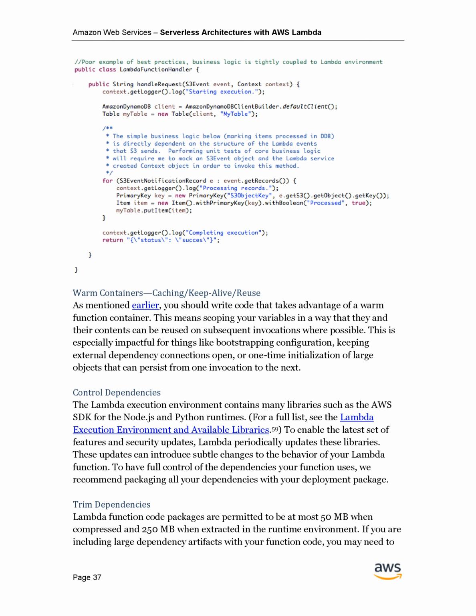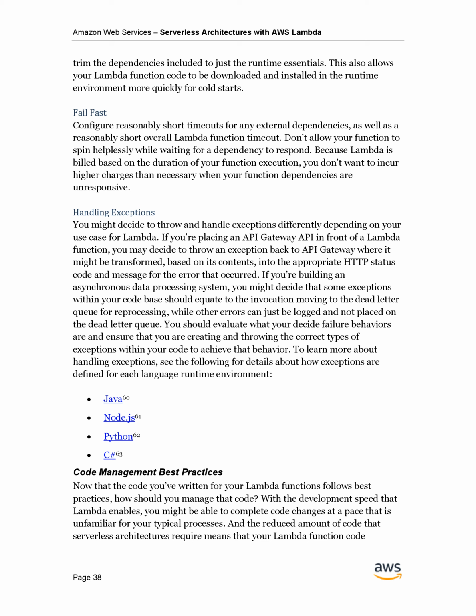Trim dependencies. Lambda function code packages are permitted to be at most 50 MB when compressed and 250 MB when extracted in the runtime environment. If you are including large dependency artifacts with your function code, you may need to trim the dependencies included to just the runtime essentials. This also allows your Lambda function code to be downloaded and installed in the runtime environment more quickly for cold starts.